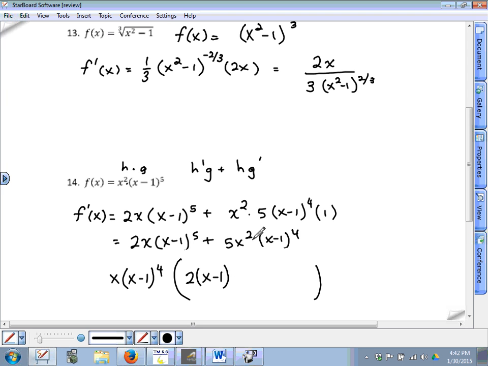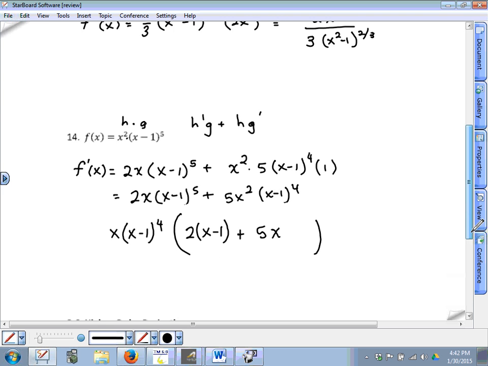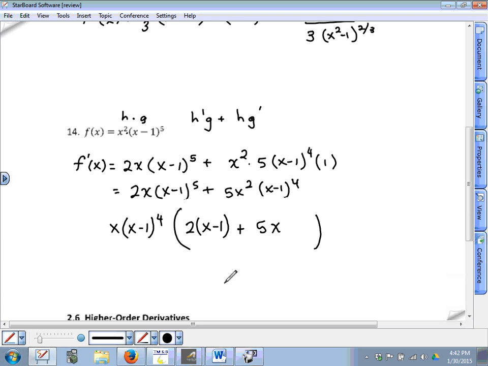And then if our common factor is factored out of the second term, that's going to leave a 5x. Okay. And then 2 times the quantity x minus 1, that's just 2x minus 2. Combining like terms inside the parenthesis there, we're going to have x times x minus 1 to the 4th times 7x minus 2.